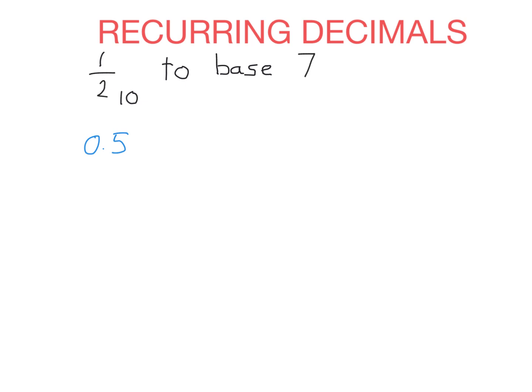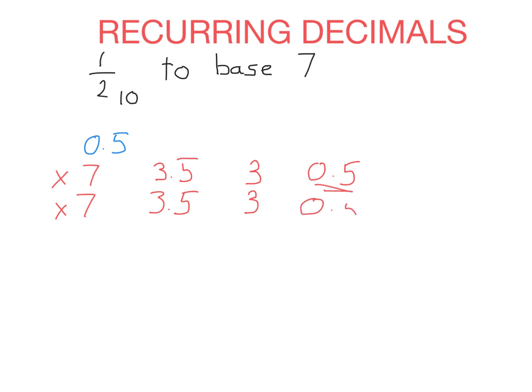So we start with our 0.5. Now each time what we're going to do is times by 7 because we're in base 7. So 0.5 times 7 is 3.5. So what we do is we subtract the integer part so that we're left with the decimal 0.5. Now we're going to go through the process again. We're going to times what's left over, 0.5, by 7. So we got 3.5. We take away the integer part, we're left with 0.5.